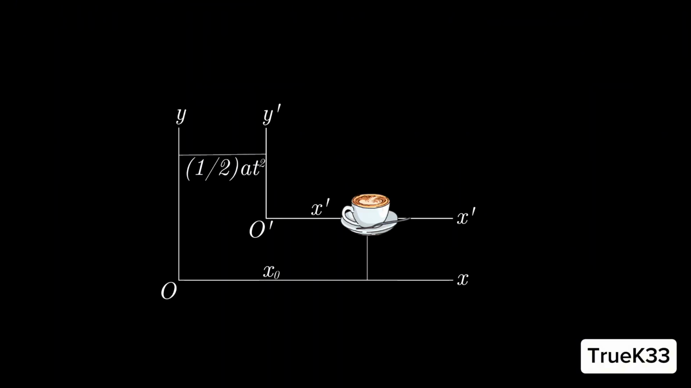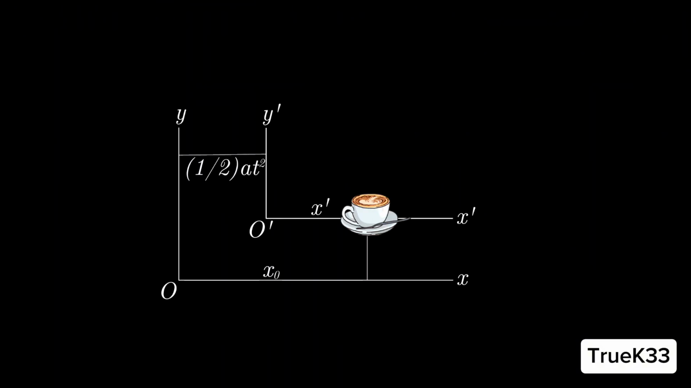Now that we have explored the case in which the train moves at constant speed, called an inertial frame, we will examine the case in which the train is constantly accelerating. In this case, the train is a non-inertial frame. Let's look at the diagram. Here we have the system.